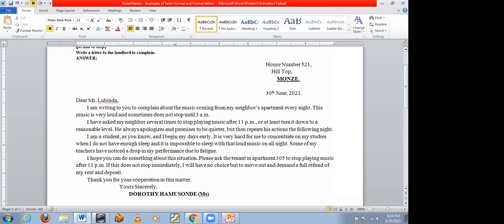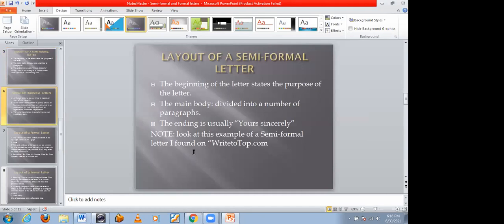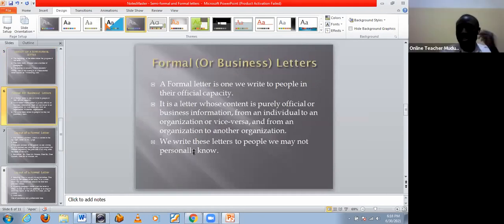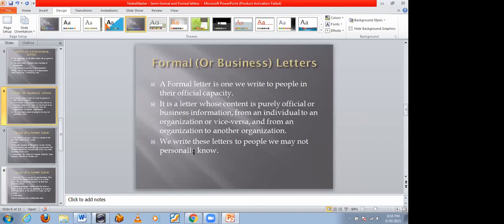All right, so let's look at another type of letter today, and that is a formal or business letter. Now, before we look at a formal or business letter, do you have any questions on what we've covered so far? I'll just take two or three questions.